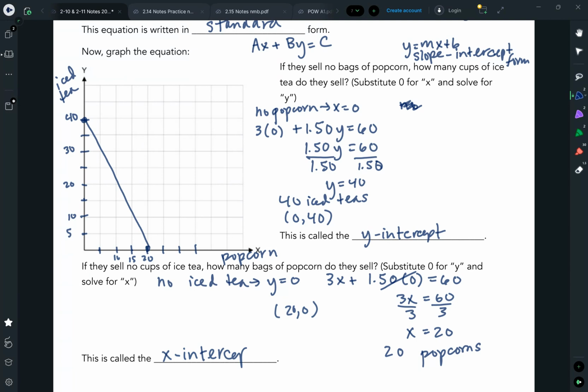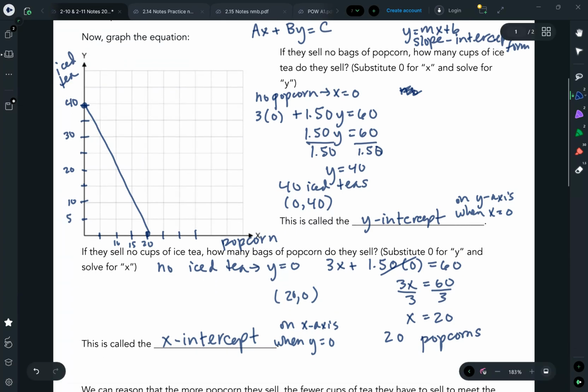So my x-intercept is on my x-axis, and my y-intercept is on my y-axis. The x-intercept is on the x-axis. It's when y equals 0. My y-intercept is on my y-axis, and it is when my x equals 0. So these are really important things to look at.